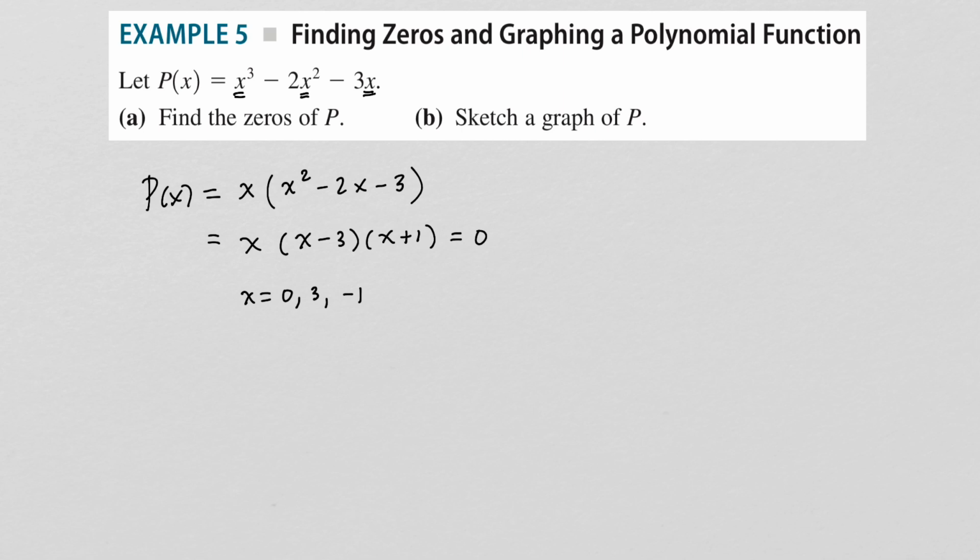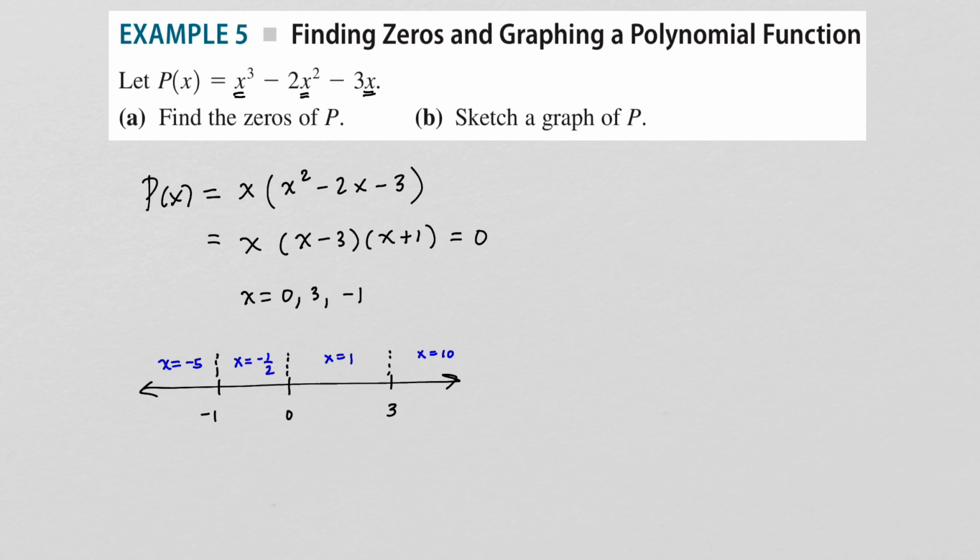Now, how about the graph itself? Well, let's remember, if we put these numbers on a number line, now we can pick test points in between each one of these zeros. So for example, here I might pick a test point x equals, say, negative 5. Here I'm going to choose x equals negative 1/2. Here I'll choose x equals 1, and to the right of 3, I'll choose x equals 10.